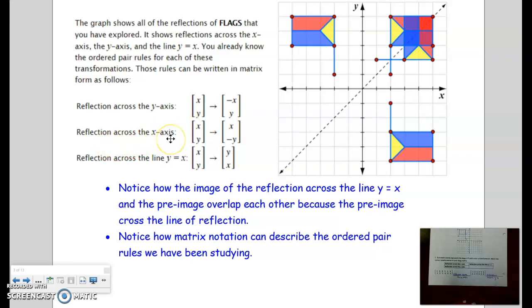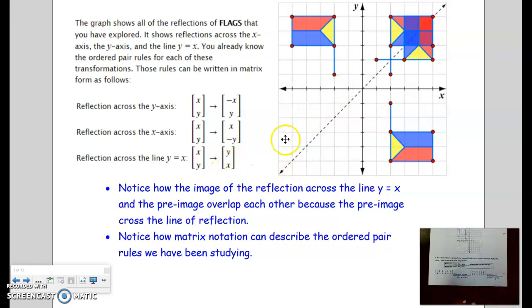Reflection across the x-axis, remember that changes the sign on y. So we start with our generic point x, y in matrix form and map it to new points by changing the sign on y, so opposite y. And then reflection across the line y equals x, we have our original point x, y, and it's being mapped to new ones where the y and x switch positions.